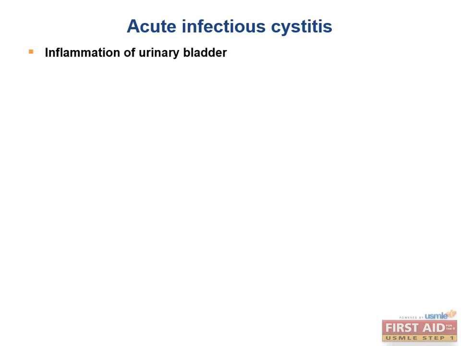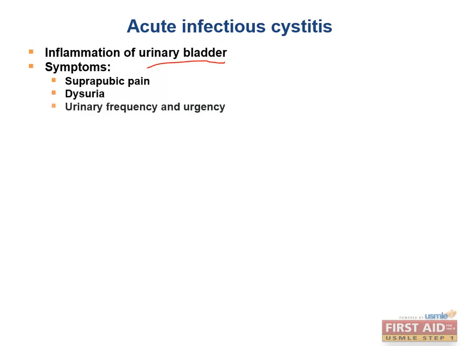Now let's look at acute infectious cystitis, which is inflammation of the urinary bladder. Symptoms include suprapubic pain, dysuria, urinary frequency and urgency. Systemic signs are absent in this case because it's a localized condition.